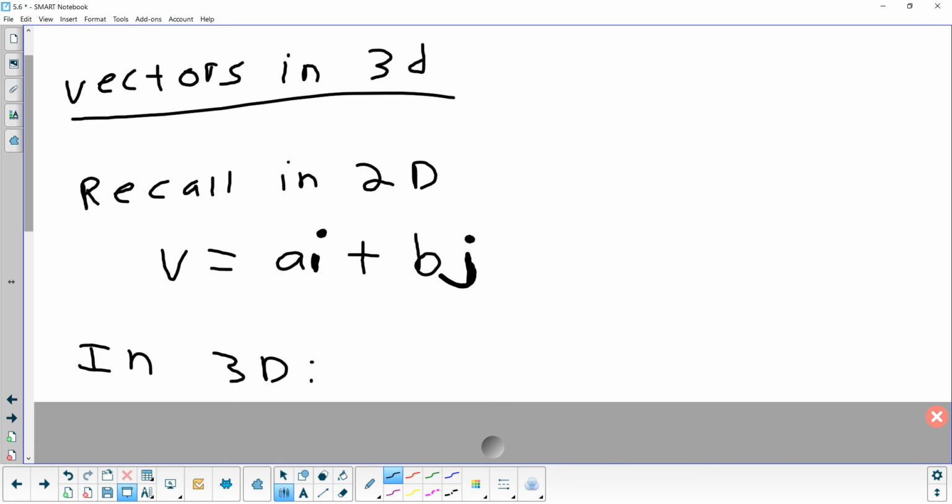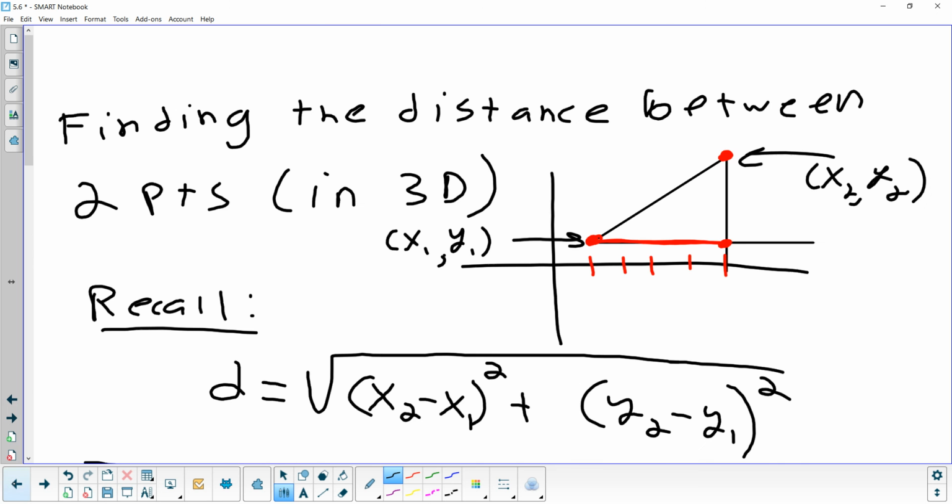But in 3D, we're going to need one more unit vector. I will move you along the x-axis. J will move you along the y. And what do you think we're going to call the unit vector that will move you along the z-axis? Have a guess? Is it K? Yeah, we're going to call it K.